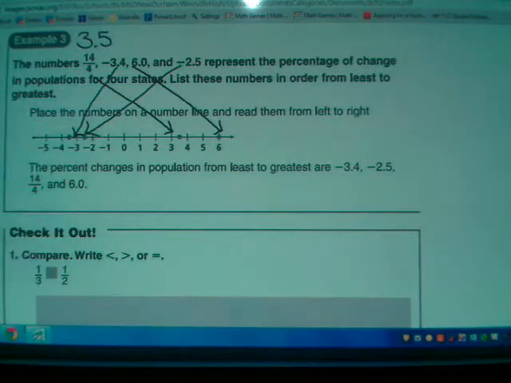So now all we have to do is to put those numbers in order from least to greatest. And that's quite simple because, again, we're just going from left to right as we look at the dots. So negative 3.4 is the one that was furthest to the left, and then negative 2.5 moving towards the right, and then 14/4. Remember, we converted that to 3.5, but it did originally begin life as 14/4, and then 6.0, which is the percent changes in population in order from least to greatest.